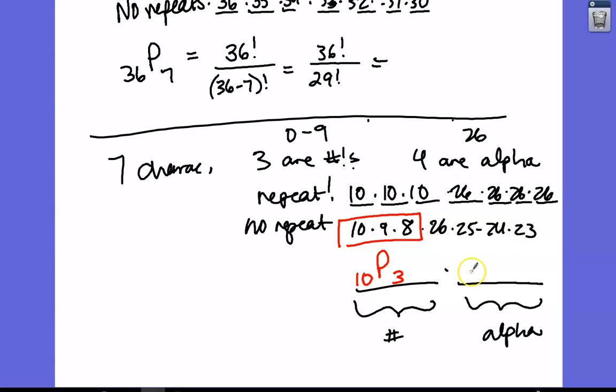The second part is 26 objects, you're choosing 4. So I can also think of this in that way. Most people, I think, tend to do this version because it just makes sense logically, but I want you to see that you can also do that.